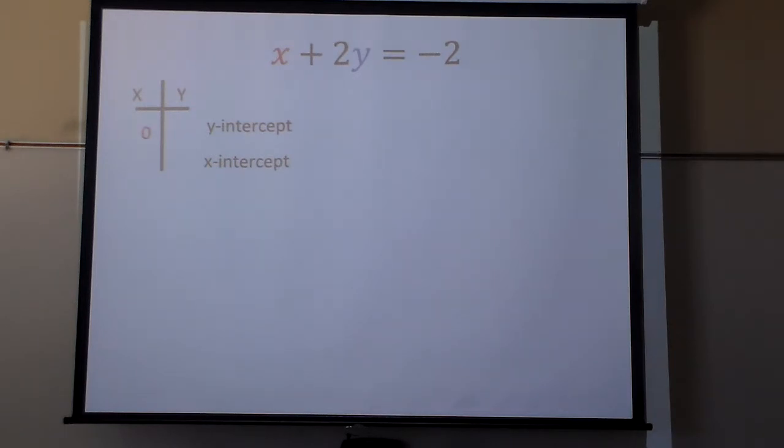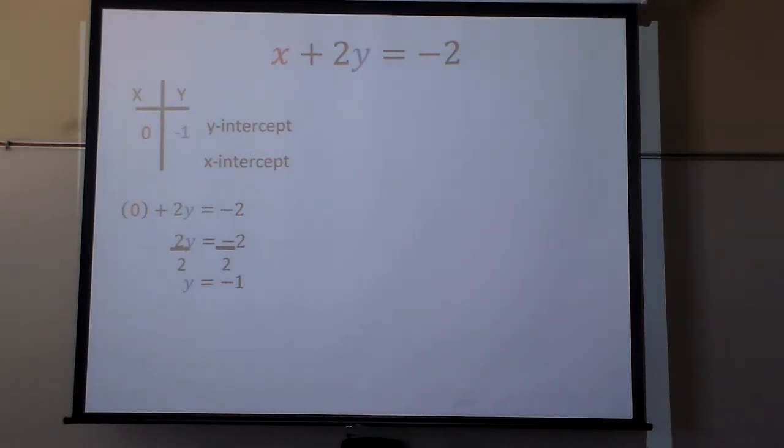Because first off, let's plug the 0 in for the x to find the y-intercept. And that's going to be 2y equals negative 2. But now what's different, instead of just being y equals negative 2, I've got to divide by 2. And if I divide those by 2, negative 2 divided by 2 makes negative 1. So the y-intercept is at 0, negative 1.